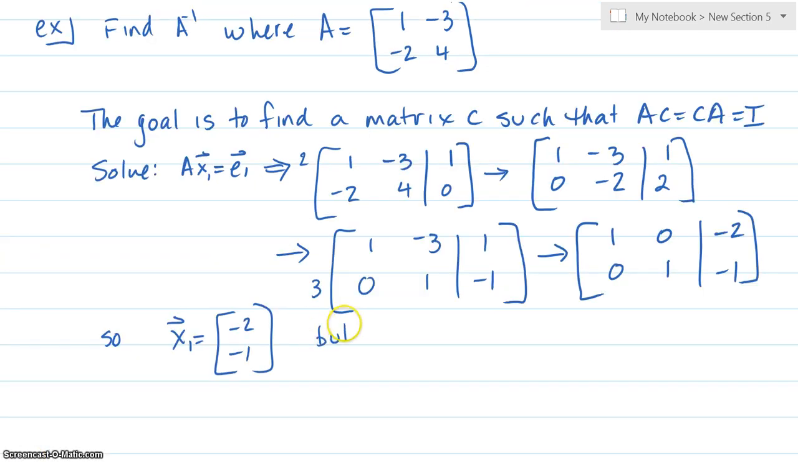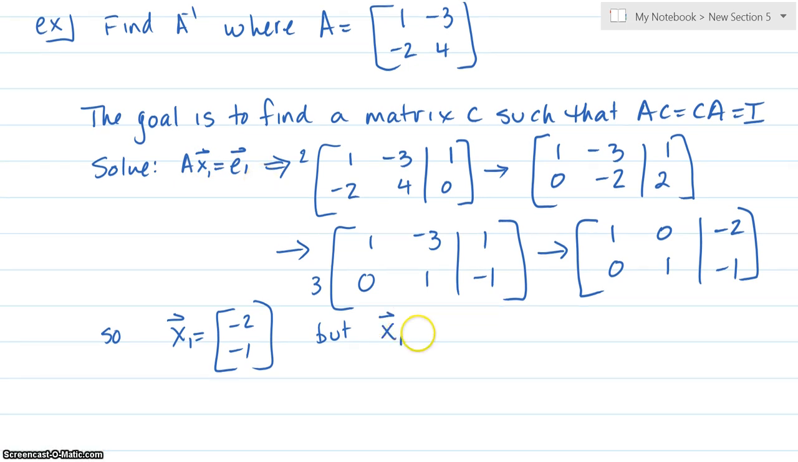But also, from here, we can multiply both sides by A inverse, or by that last theorem, we know that x1 is also A inverse times E1.